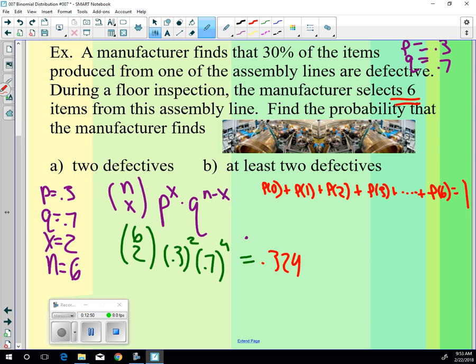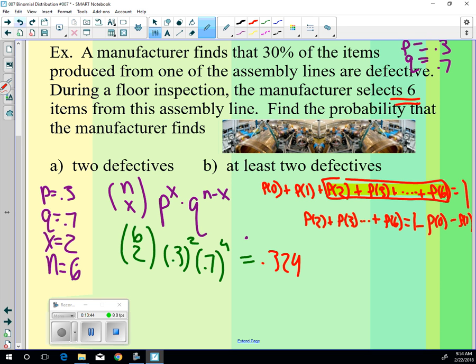Now, at least 2, circle or highlight what at least 2 means. And this is the part that's helpful. Are we including 2? Yep, and it's all of those. Now, do you want to add up 2, 3, 4, 5, 6? I don't. But what I would do is I would say, if this is what I want, probability of 2, probability of 3, all the way to probability of 6. This is going to be the same as what? 1 minus probability of 0 minus the probability of 1.